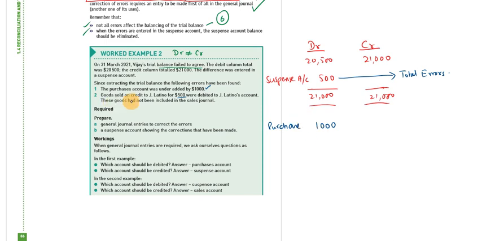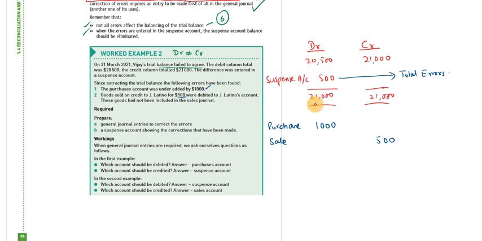This is a simple one. Goods sold on credit to J for 500 were debited to J's account. These goods had not been included in the sales journal. It means we never recorded the sale in the correct ledger. So we will record the sale. The nature of sale will be credit. So we will record 500 here.